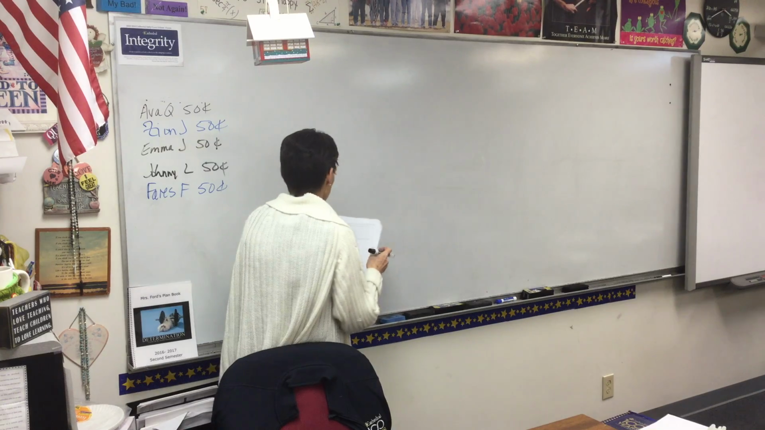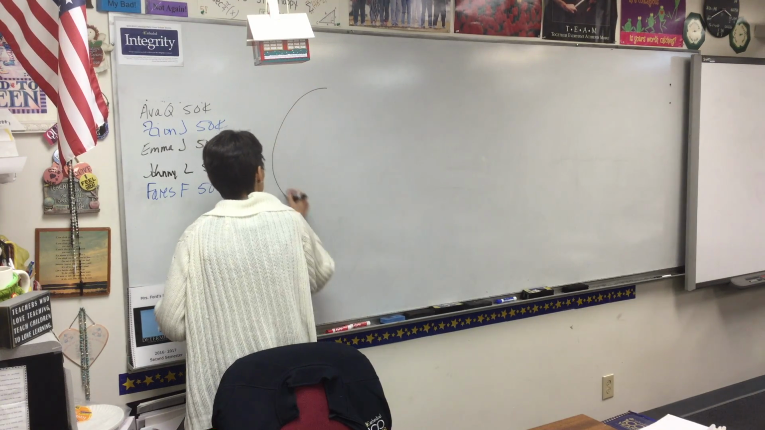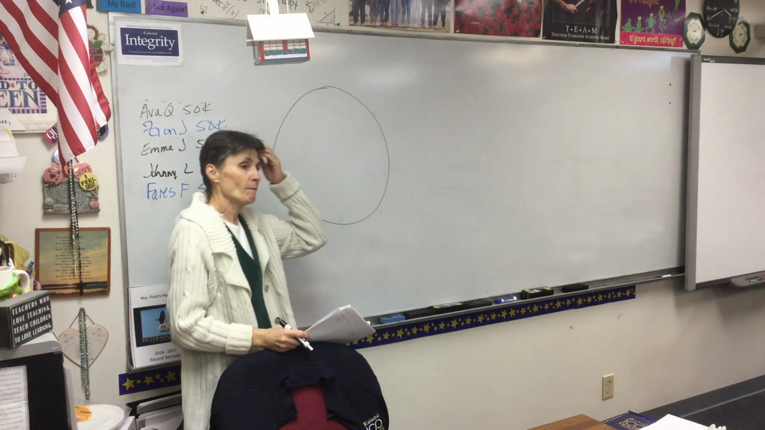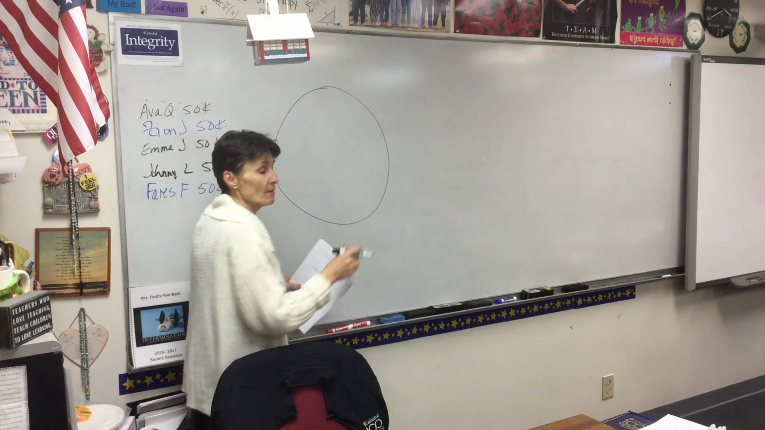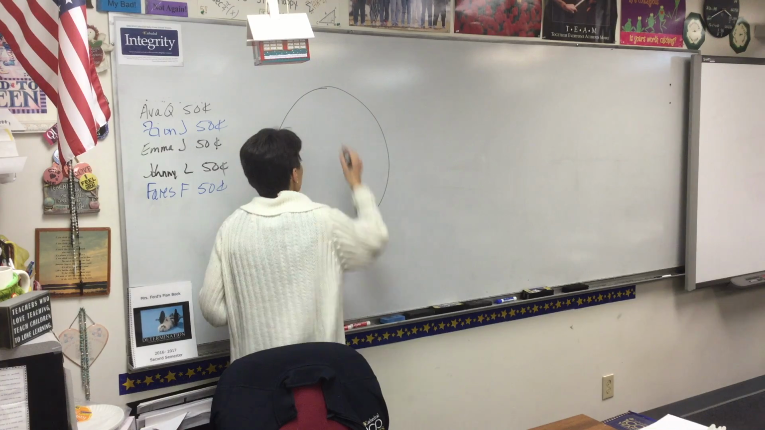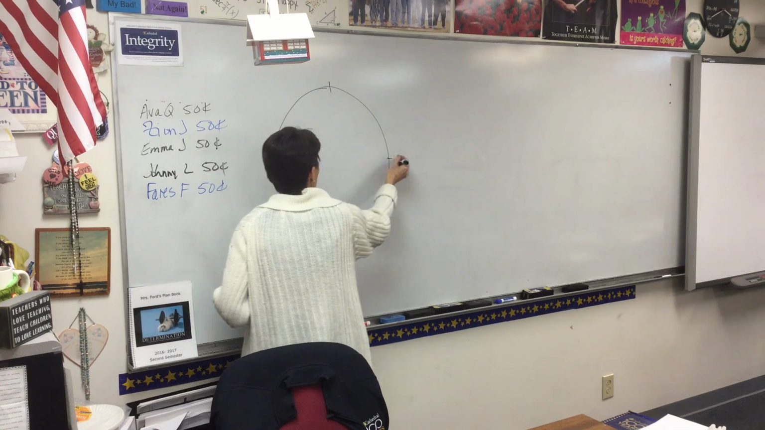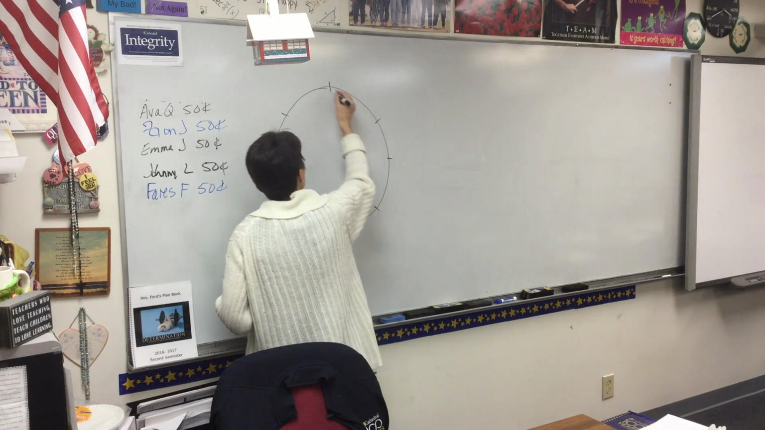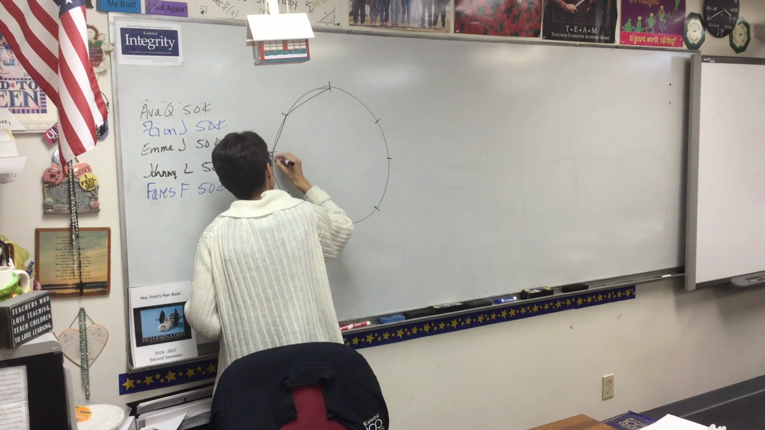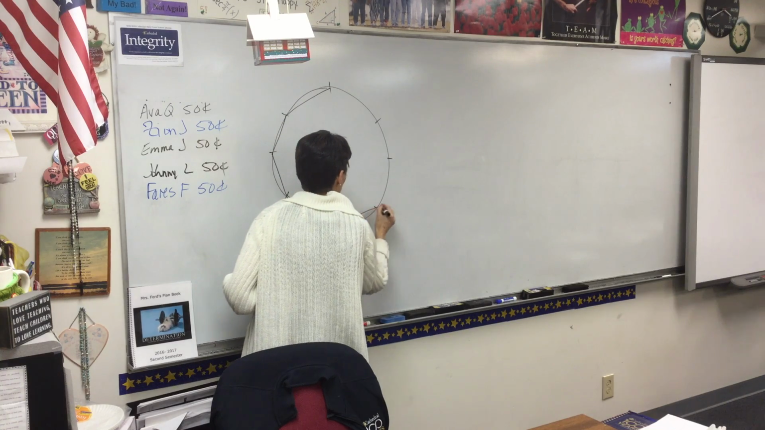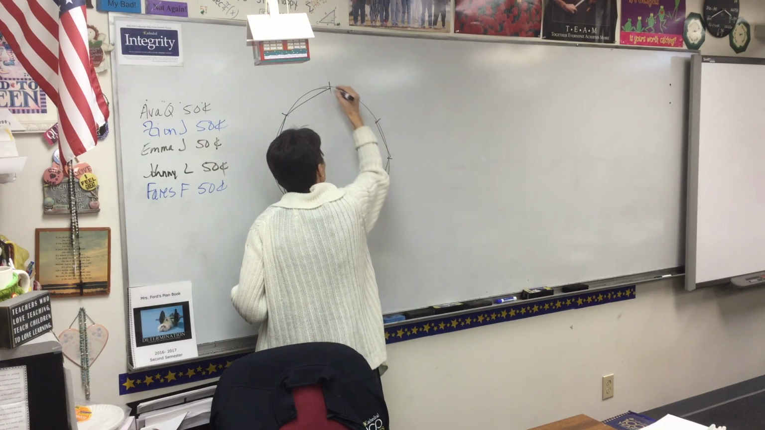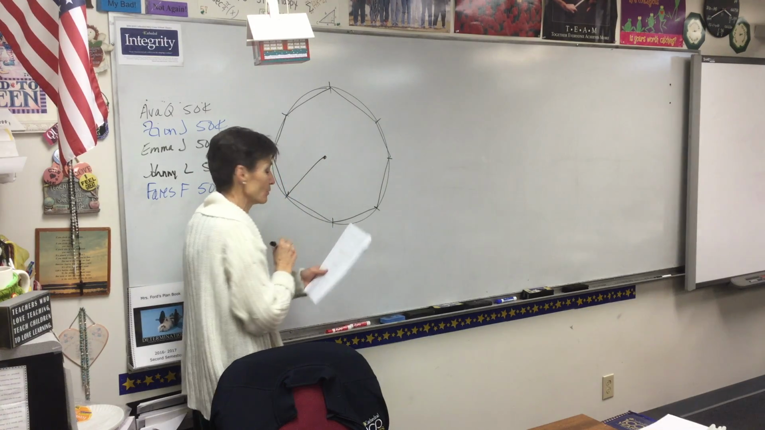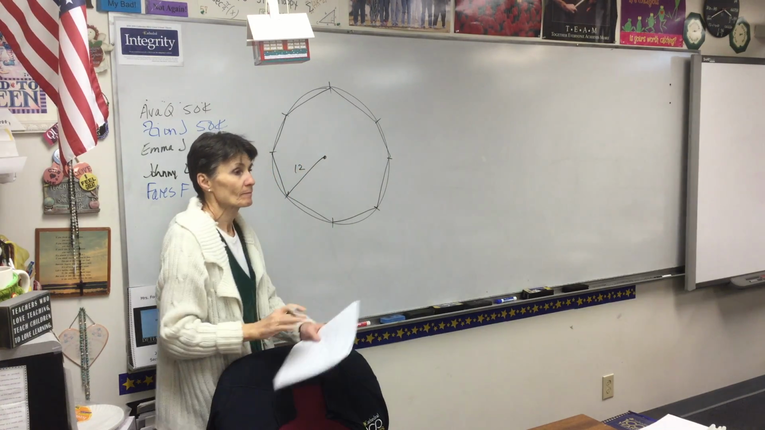We need to draw a picture. A regular octagon inscribed in a circle. So I'll draw my circle and an octagon. 8. So I'm going to make 8 as evenly spaced as I can. It's not going to be perfect and no one cares. But here's your octagon. Okay, and the radius of the circle is 12.